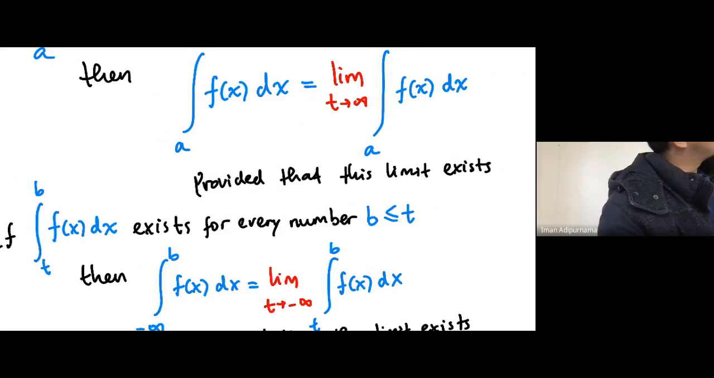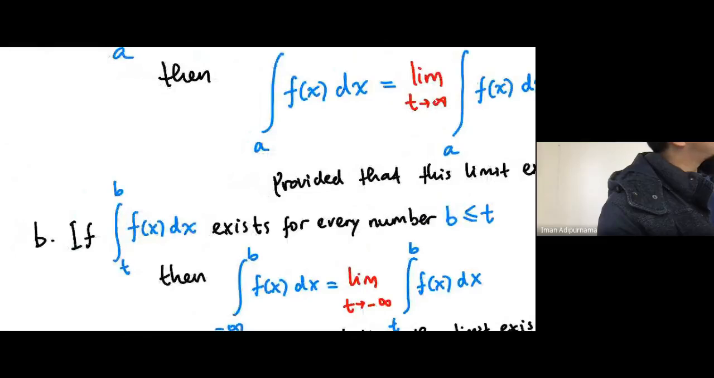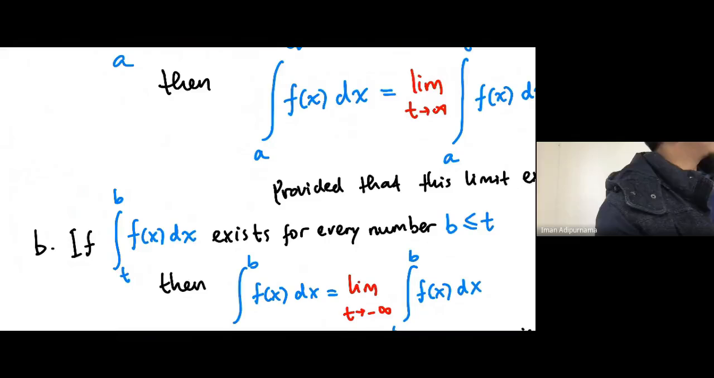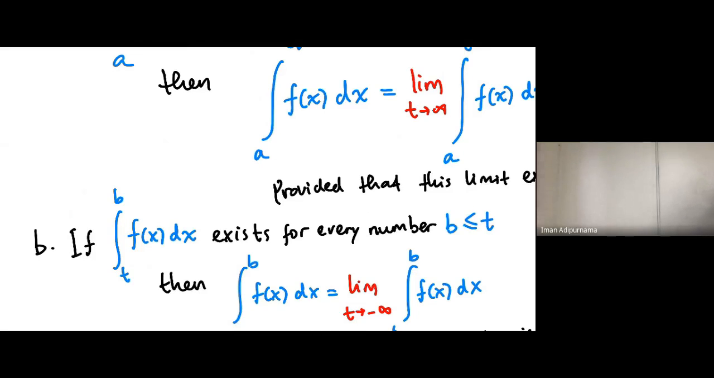Okay, so it's positive infinity and negative infinity. But also, you can combine A and B. You will have negative infinity to positive infinity. What you can do is separate it into two. Find a number that you feel will be nice to calculate, for example, maybe 0 or 1.